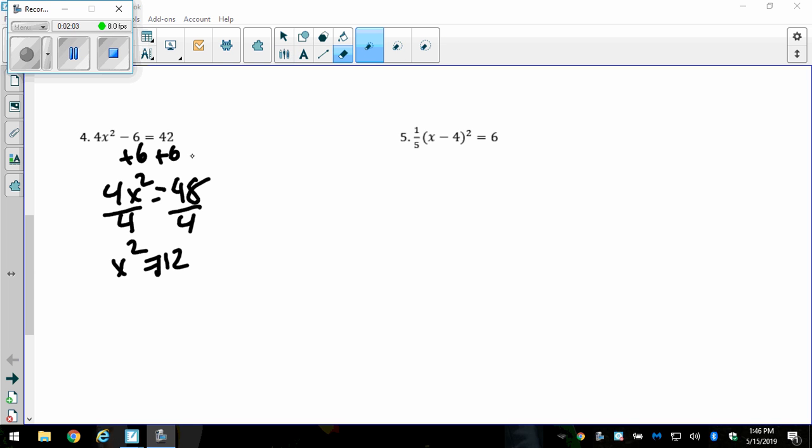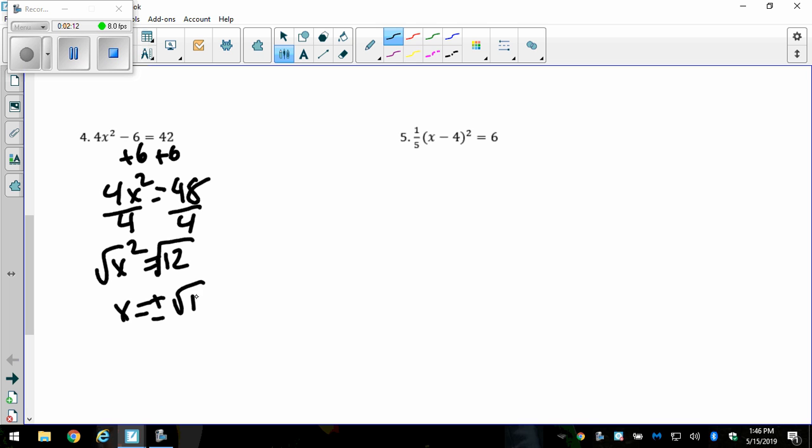So I added my 6 to both sides, divided by 4. Now I'm going to go ahead and square root both sides here. So when I square root both sides, I'm going to get plus or minus the square root of 12. Don't forget, you should practice breaking down the square root of 12 into 4 times 3. So x equals plus or minus 2 square root of 3.